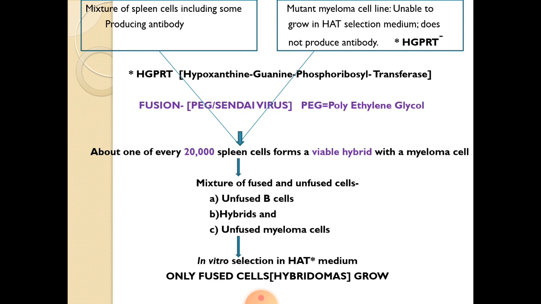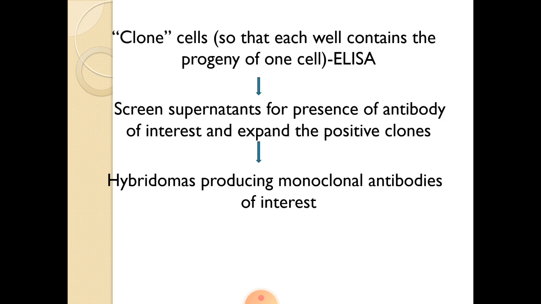The mixture contains unfused B cells, hybrid cells, and unfused myeloma cells. The moment we culture these cells together in HAT medium, we can select only the fused cells or the hybridomas. Then we can just select these cells and clone, so that each well contains progeny of one cell.